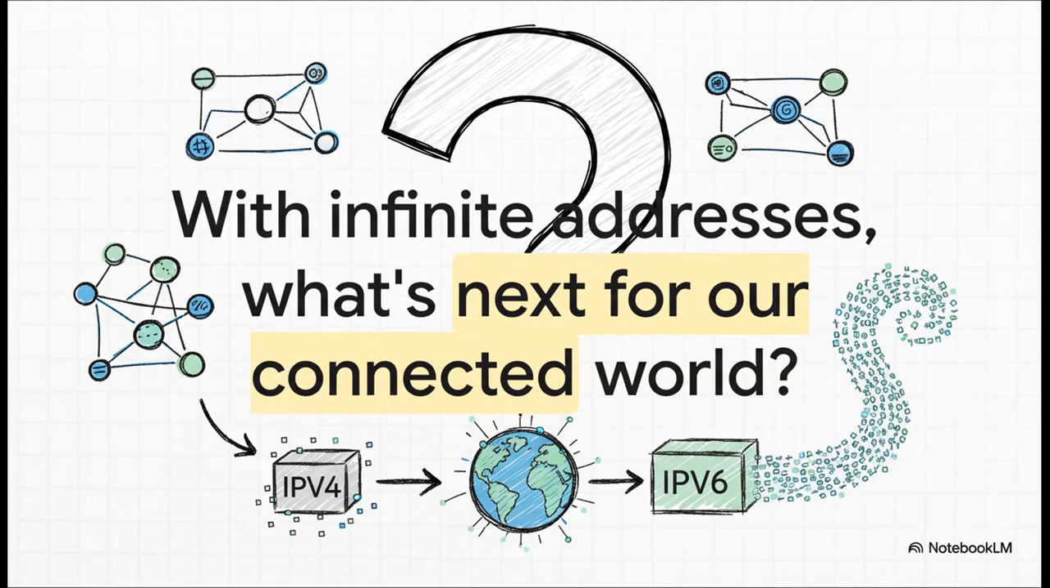So there you have it. From a single click to a globe-spanning network that can heal itself, we've followed the journey. We've seen how the Internet's digital postal service gives every device a unique home and cleverly routes our data through a maze of connections. And by solving its own address crisis, the Internet basically unlocked a future where anything and everything can be connected. Which really just leaves you with one final thought. With a near infinite number of digital addresses, what's next for our connected world?